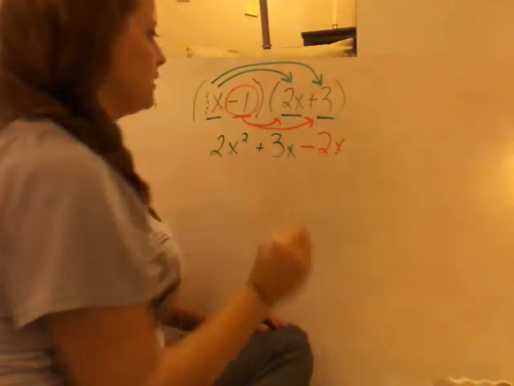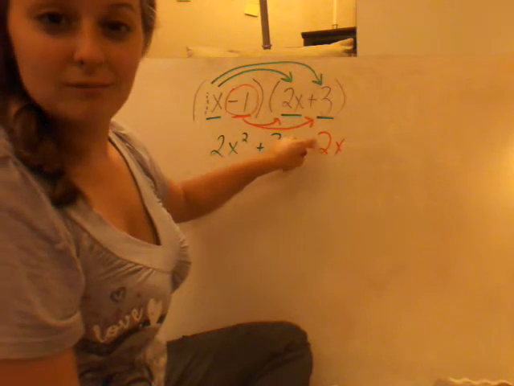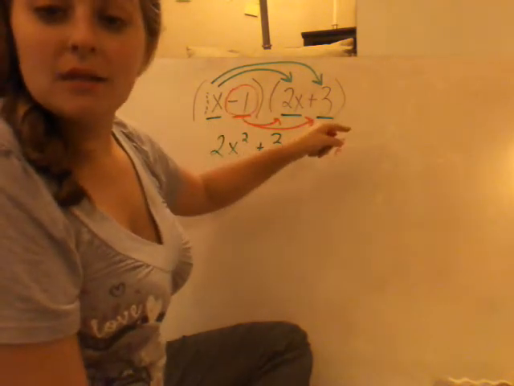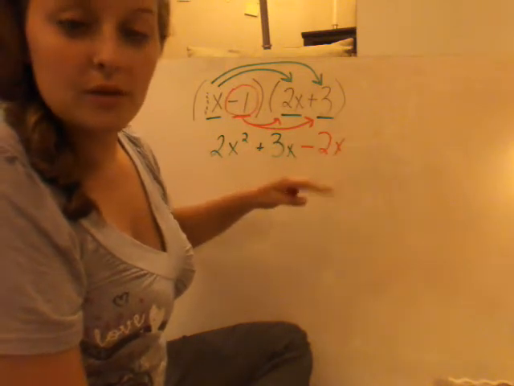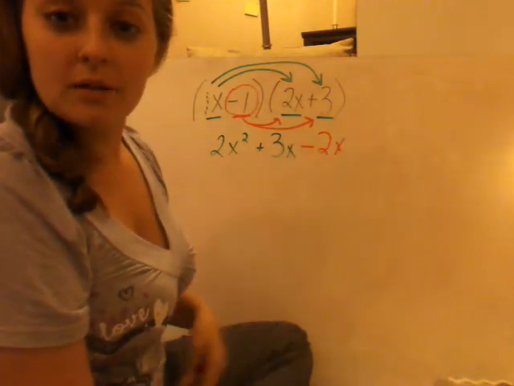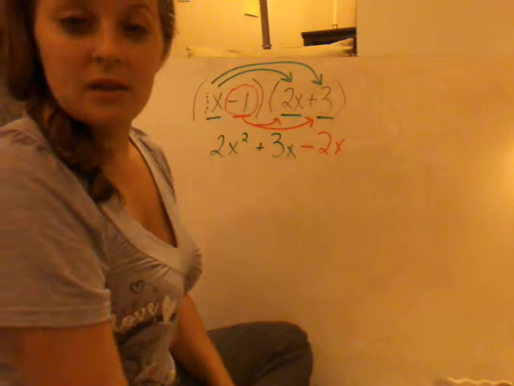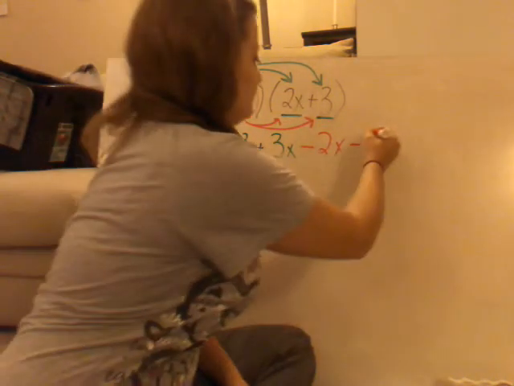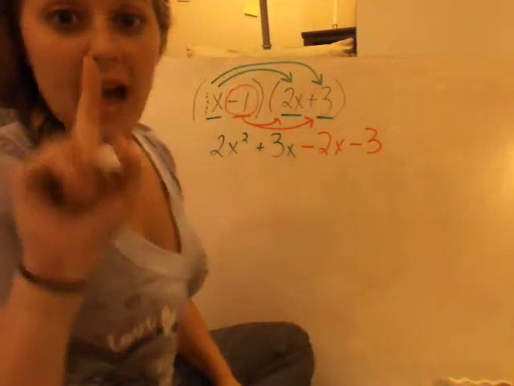Now I do it again. Go to the far side, and these are arrows, by the way. I like my arrows. So I've got a negative 1 times a positive 3. There are no variables in this, so it's just negative 1 times a positive 3. Negative times positive is negative. 1 times 3 is 3.